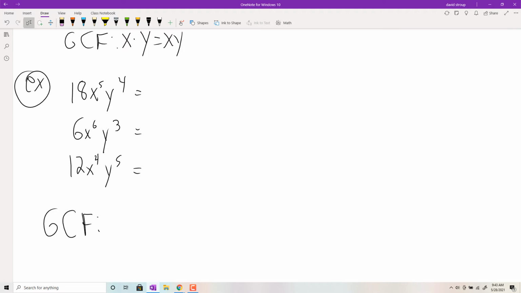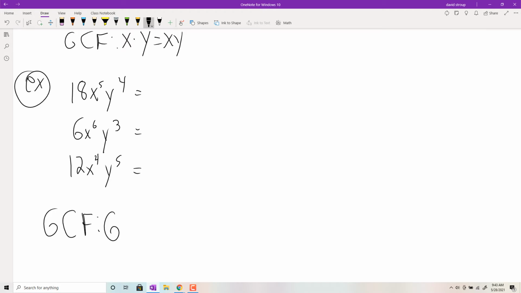So, what's the biggest number that will divide all three of these? Okay. And the biggest number turns out to be the smallest number amongst these three numbers, 6, right? 2 will divide all three of them, but you can do better than 2. 6 will divide all three, so we have 6.